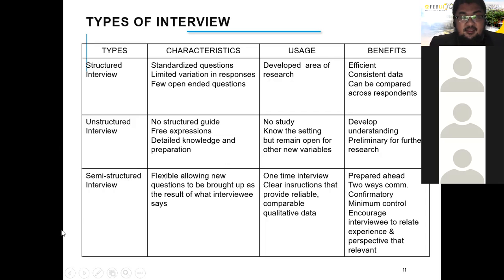For the third type, the semi-structured interview, it's flexible. It's in between structured and unstructured. So it's also good for a beginner-level interviewer. For a beginner who has already tried structured interviews, they can try semi-structured interviews.